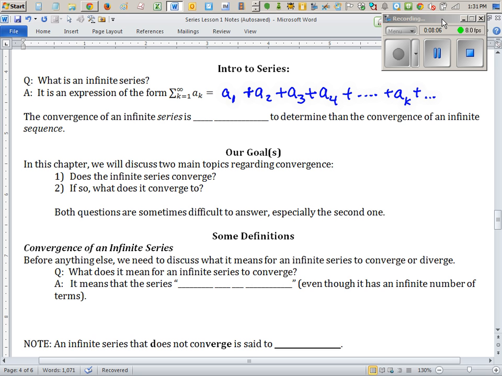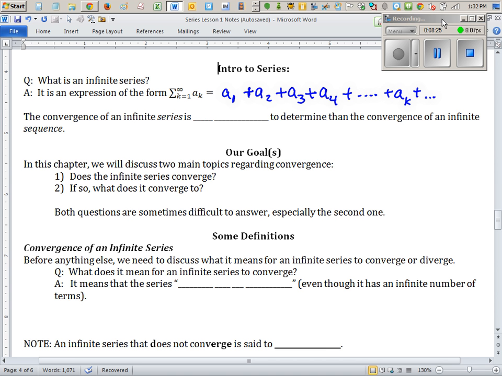It's an infinite series. What makes it a series? The pluses, not commas. How many of you knew that the difference between a sequence and a series was that the sequence had commas and the series had pluses? How many of you knew that? 2 people. It's supposed to be learned in Algebra 2, but it's been a couple years, right?